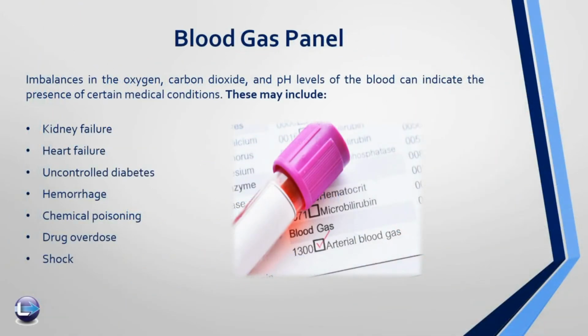Blood gas panel. Imbalances in the oxygen, carbon dioxide, and pH levels of the blood can indicate the presence of certain medical conditions. These may include kidney failure, heart failure, uncontrolled diabetes, hemorrhage, chemical poisoning, drug overdose, or shock.